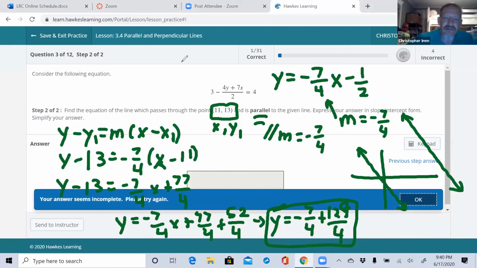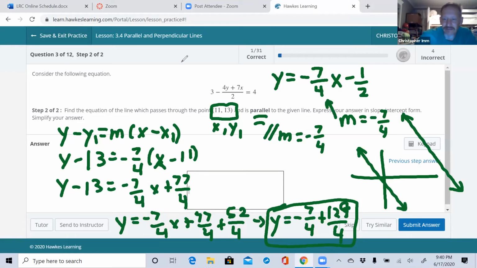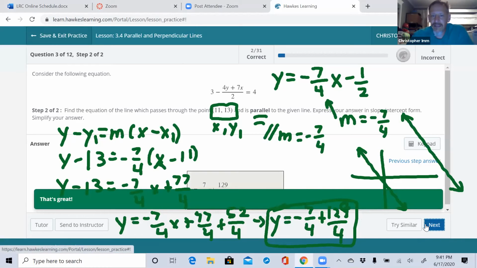So if I go for the moment of truth, oh, my answer seems to be incomplete. I didn't really submit anything. I just need to turn it back into being able to type it in. So let's try. y is equal to negative 7/4 x plus 129 over 4. Yay, that's great. So it works out.